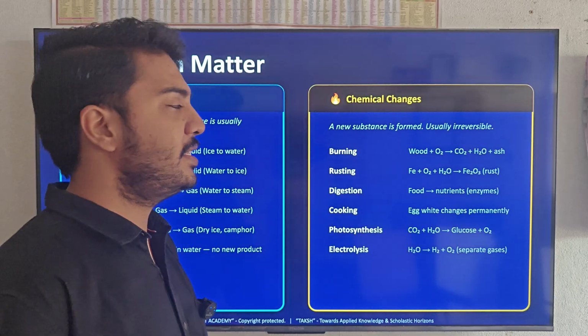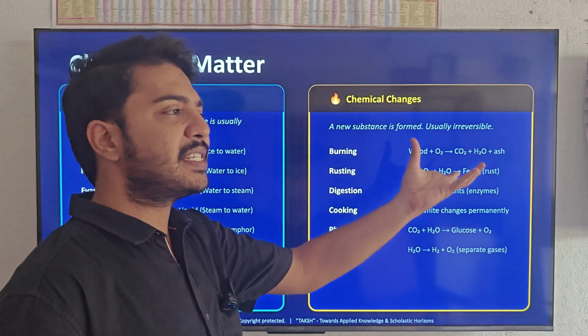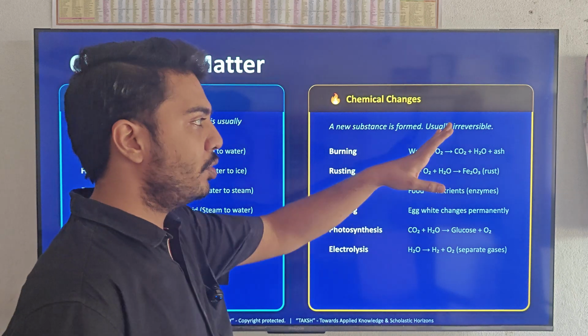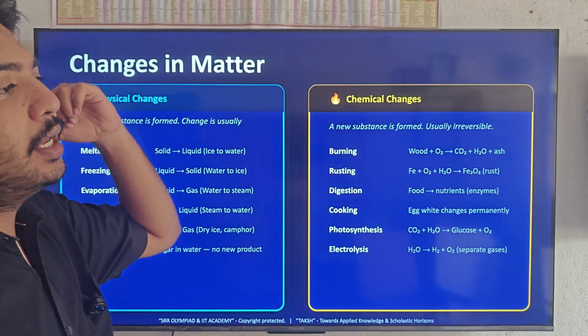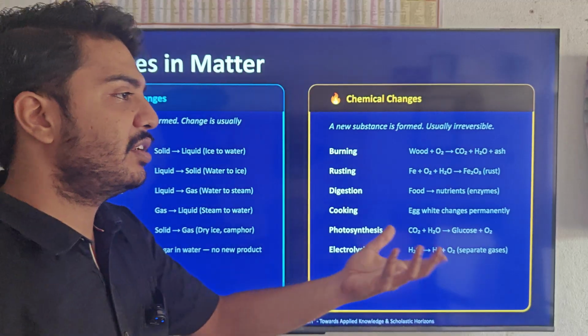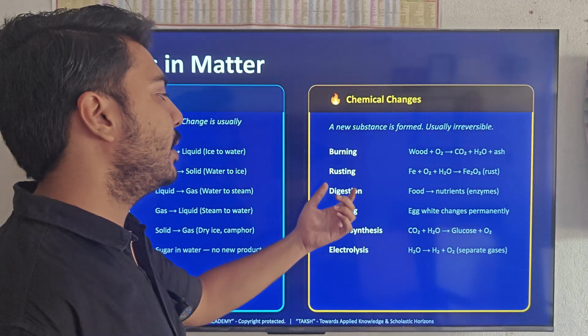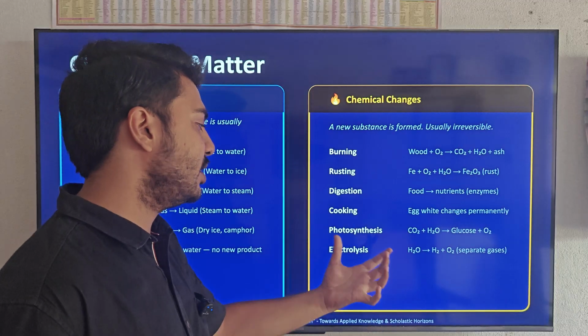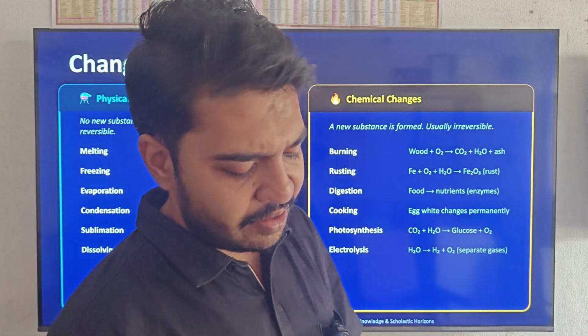And also chemical changes, sir. What is a chemical change? Usually they are irreversible, but sometimes they are reversible too, okay. Only a small share of chemical changes and physical changes are reversible or irreversible, vice versa. But here mostly chemical changes are irreversible, like burning, rusting, digestion, cooking, photosynthesis, electrolysis, okay. These general examples can be seen in our daily life also.